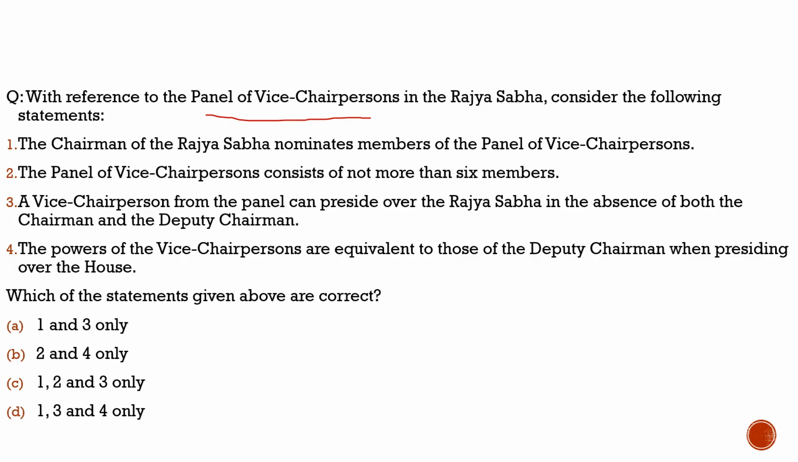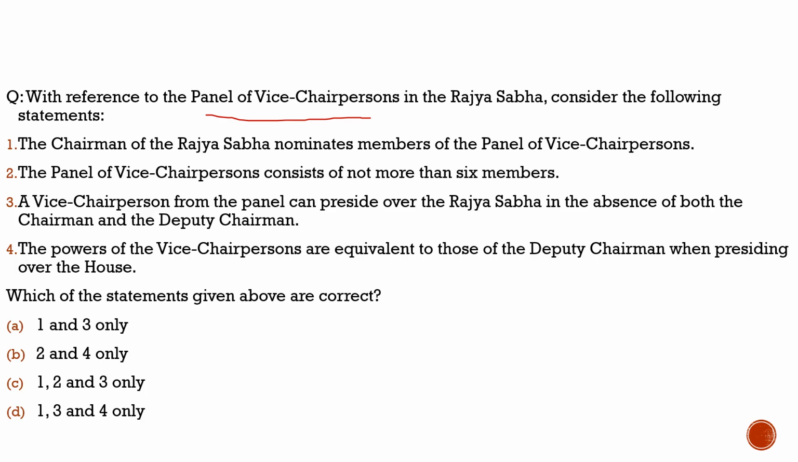Yesterday we saw that chairman pro tem is appointed by the president when the office of the chairman and the deputy chairman is vacant. But today we are discussing the panel of vice chairpersons. Who appoints them? It is the chairman of the Rajya Sabha who nominates members of the panel of vice chairpersons, and they preside only when the chairman and the deputy chairman are absent. In their absence, they preside over the office. So these are the important terms which differentiate it from the chairman pro tem.